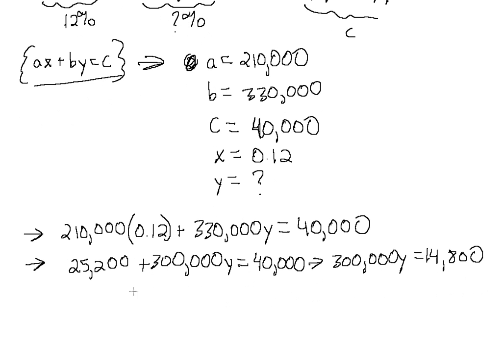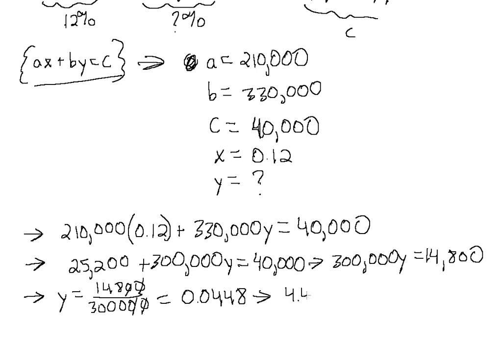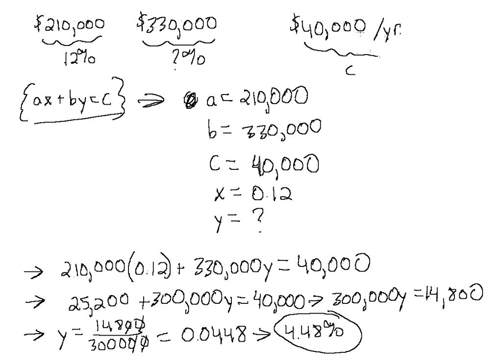And we can finish up by dividing both sides by 330,000. So Y equals 14,800 divided by 330,000. I like to line up our digits here so we can see some easy cancellations. We have a cancellation of these zeros, and this ends up with 0.0448, or another way to write this is 4.48%, since we want to know the annual interest earned on this second account B. So Paul will need to earn 4.48% on the second account, this $330,000 account, to meet his annual expenses of $40,000 a year.